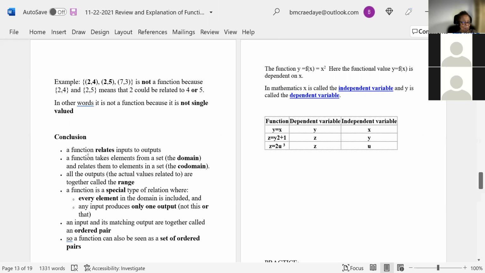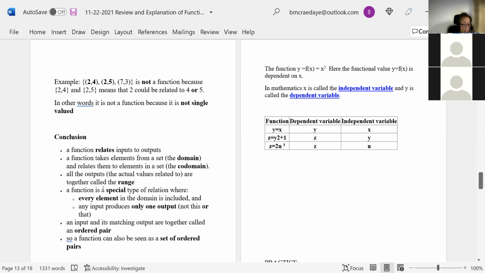A function takes elements from a set. We call that the domain, that's the x, and relates them to elements in another set, and all the outputs are called the range. That's the relationship you show there. It could be plus, minus, whatever.